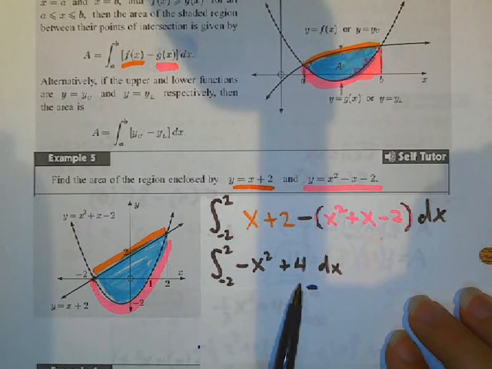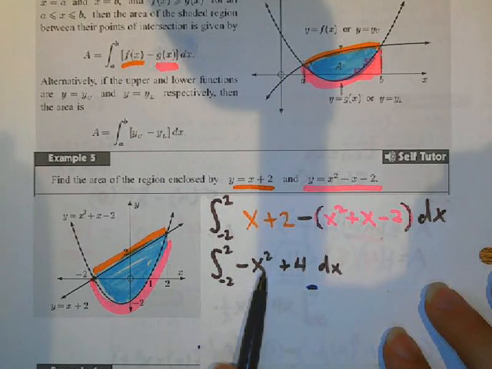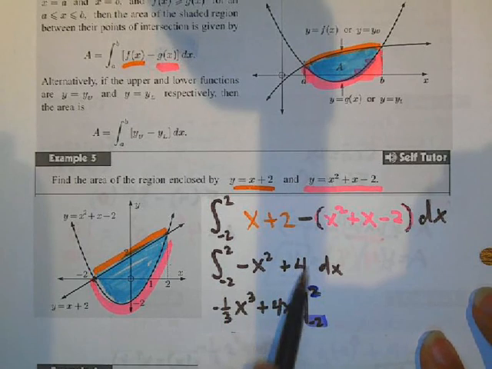Okay, so now I'm going to take the antiderivative. The antiderivative of x squared, power increases by 1, it's going to become x cubed over 3. And then the antiderivative of 4 is going to become 4x. And we still have our lower boundary and our upper boundary. Our upper boundary is 2. Our lower boundary is -2.